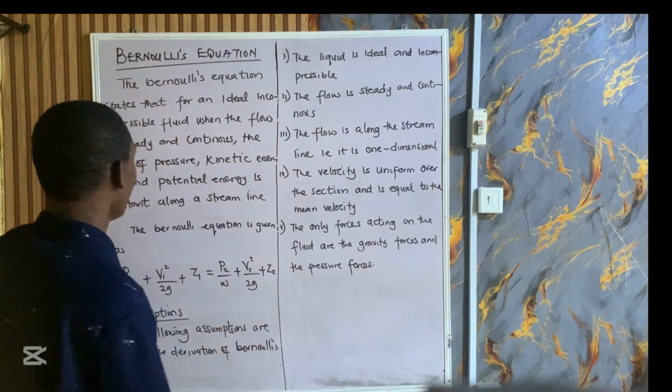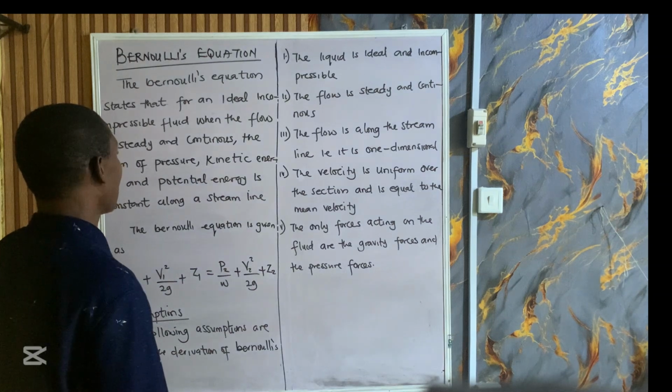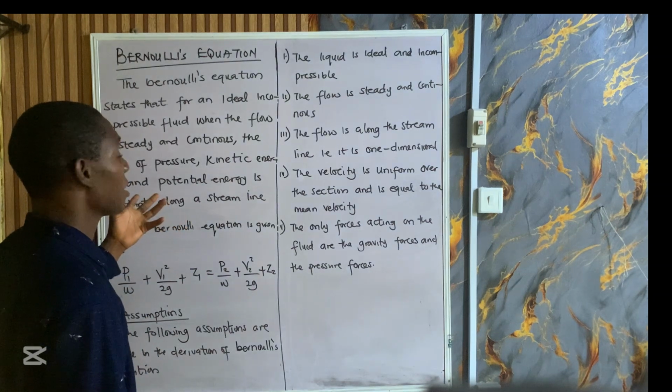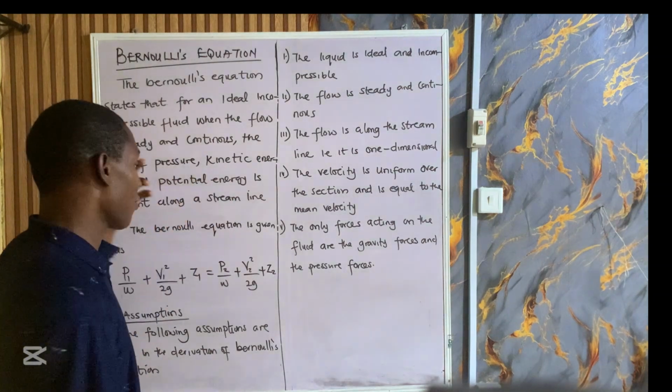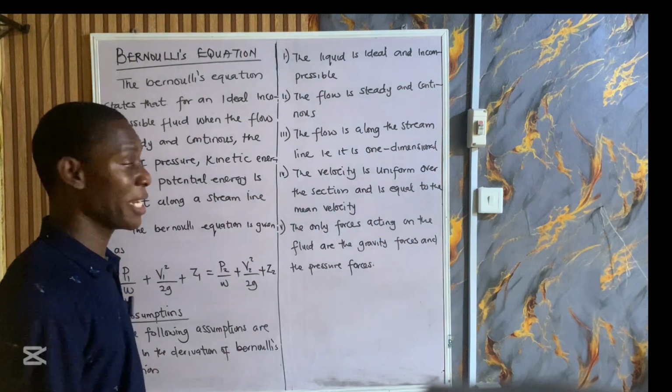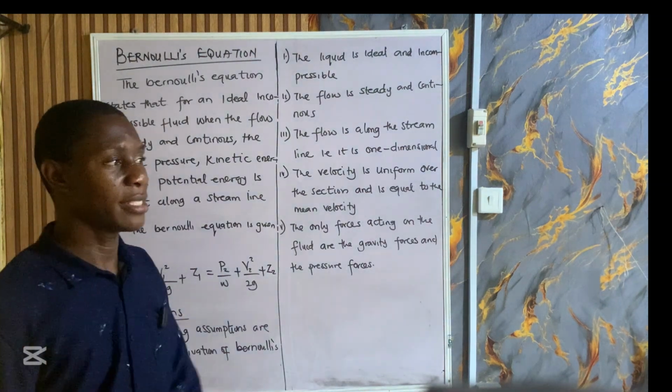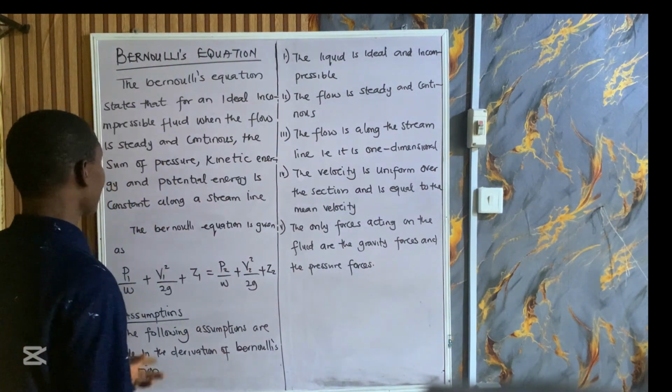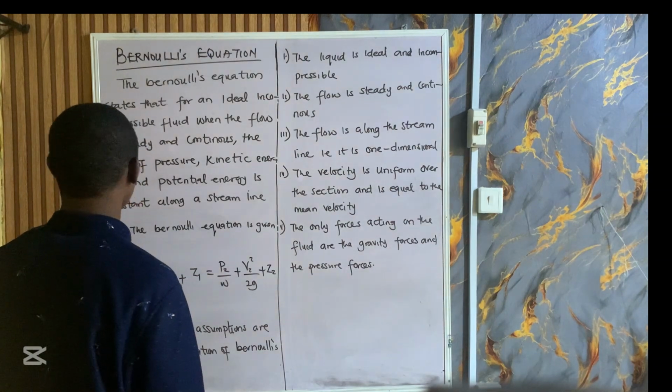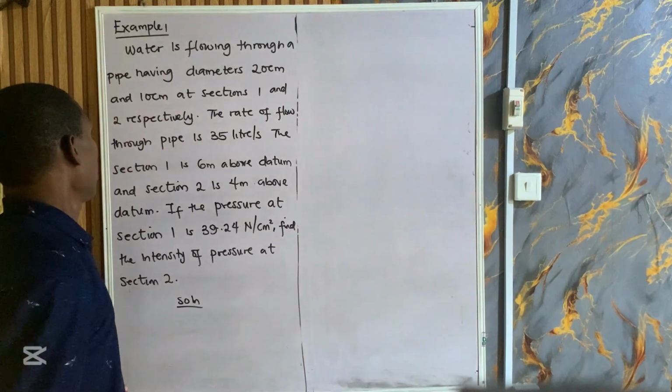Let's take an example under Bernoulli equation. The Bernoulli equation is just an extension of the law of conservation of energy. Energy at entry is just the same as energy at exit. Now let's take example 1 under this.